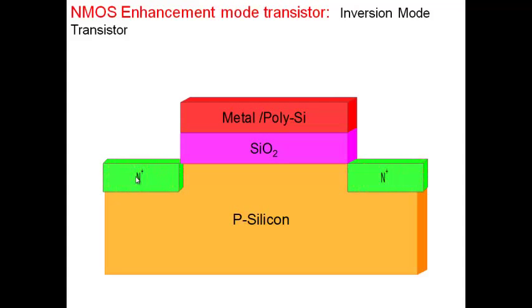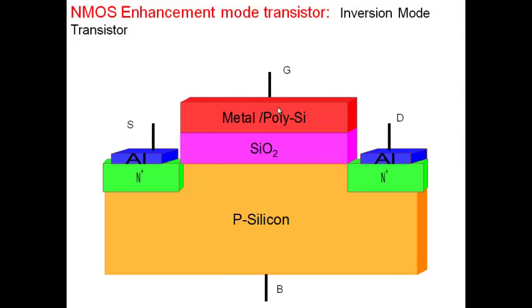Then you dope this particular region N plus and N plus here. You deposit metals here, say aluminum. Because it's N plus, it forms good contacts. And of course, you make the contact to the body as well. So that's the structure: you have source, drain, gate, and a body. So a MOSFET is a 4-terminal structure.